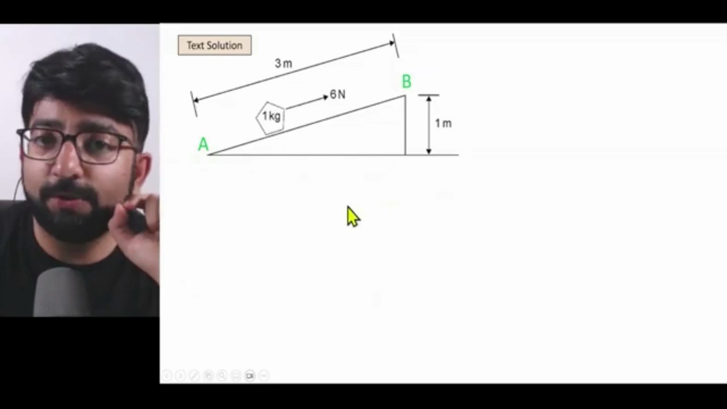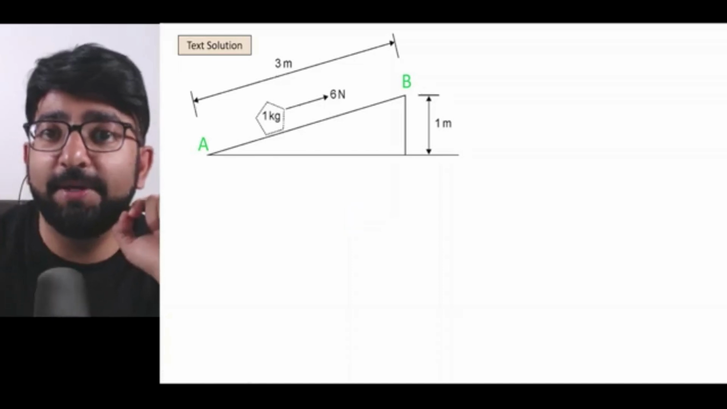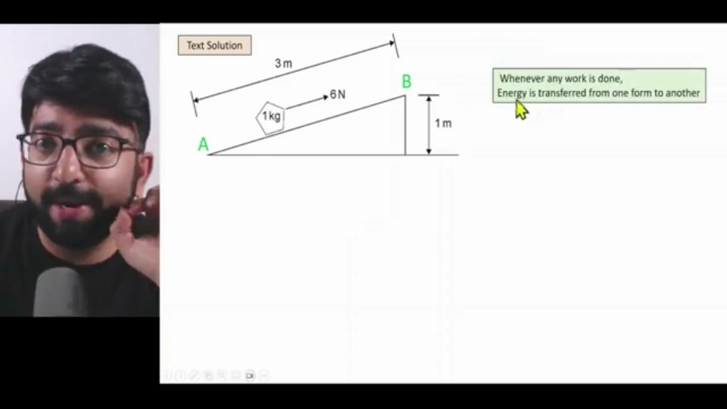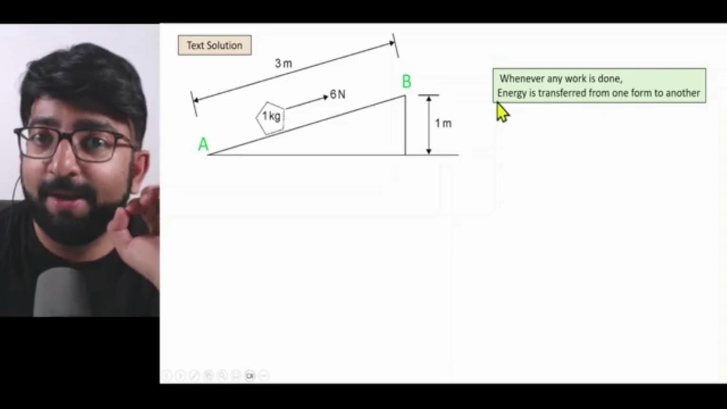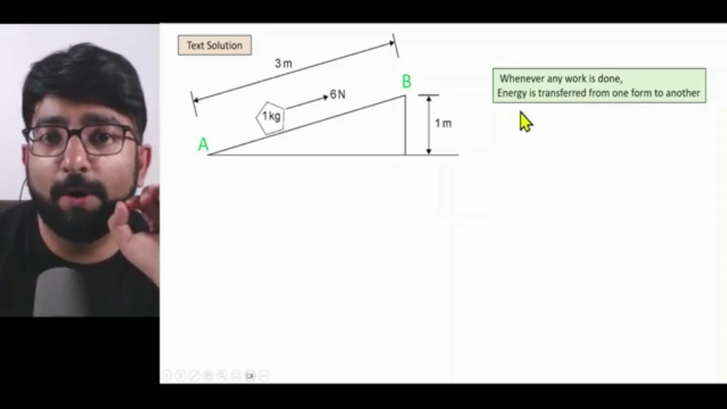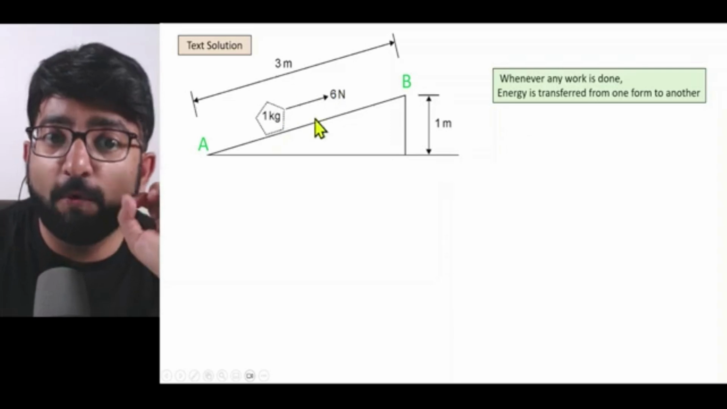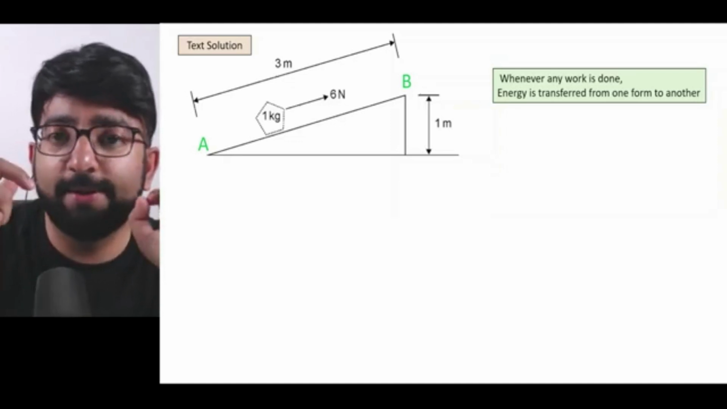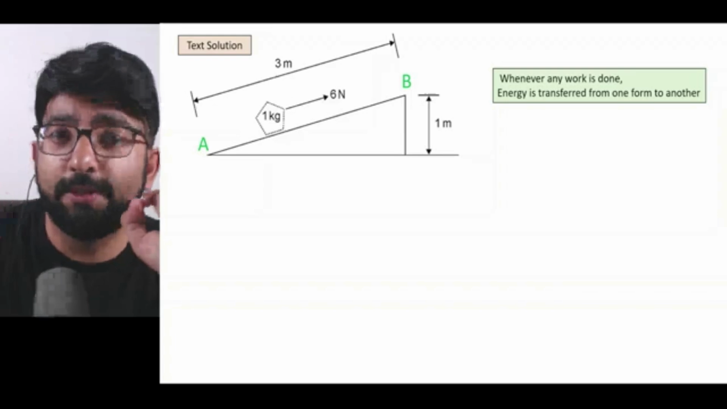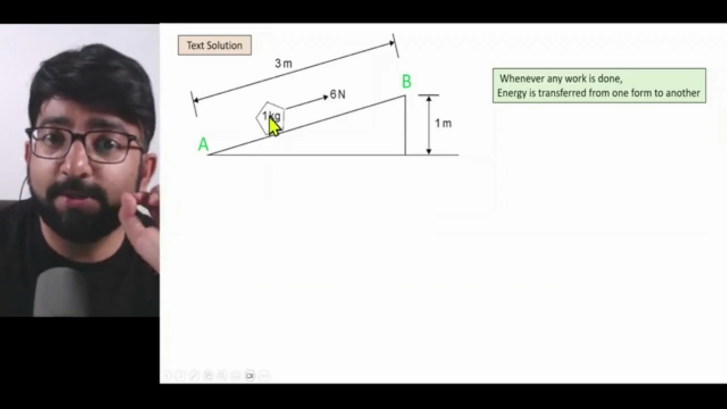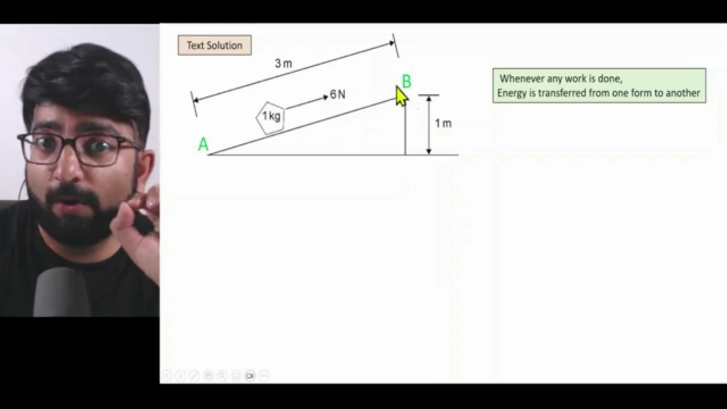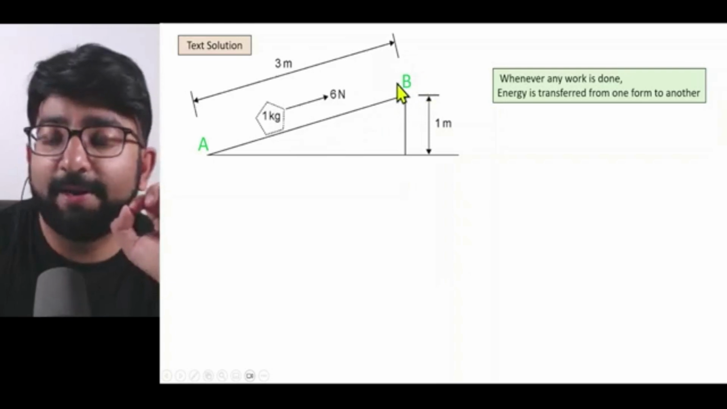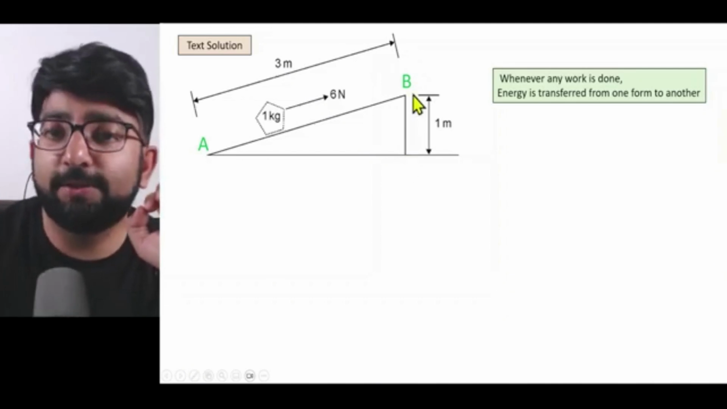So one of the approaches to solve this question is using the work energy conversion. According to that, whenever any sort of work is done, energy is transferred from one form to another. So in this case, if you analyze, this force of 6 newtons is pulling the box from A to B. So this force of 6 newtons is going to do some work, but that work is going to get translated into other energy forms. And what are those energy forms? The box is going to reach point B with some velocity. So at B, there is a gain in kinetic energy. And also, since the object has come above the ground, potential energy has also increased.